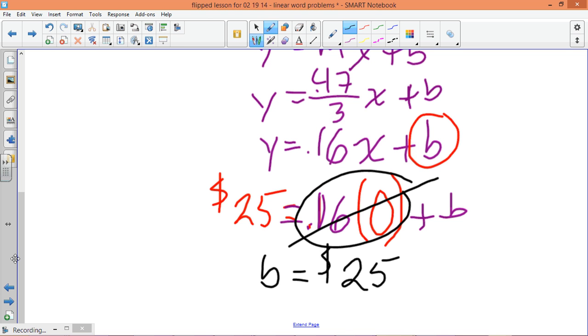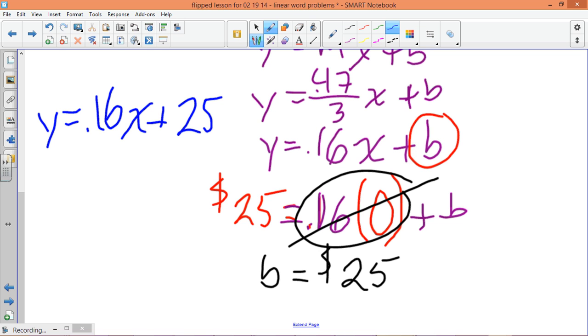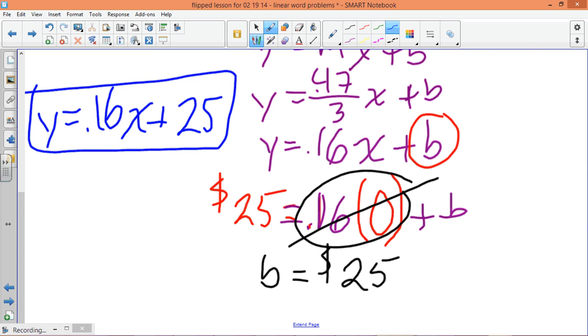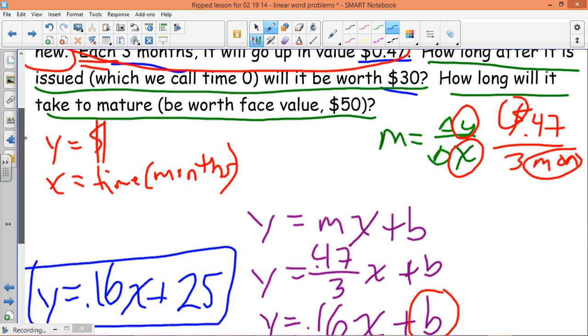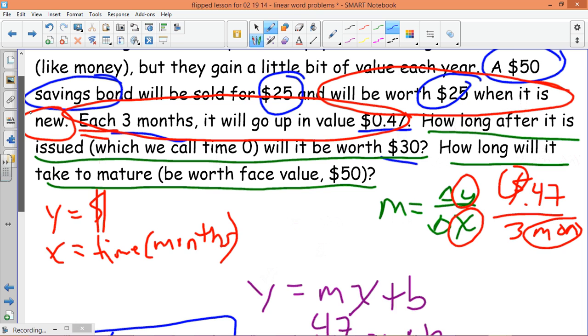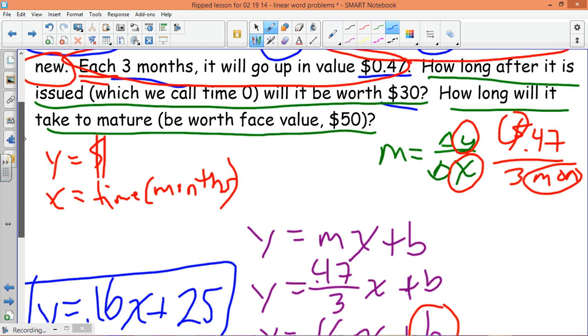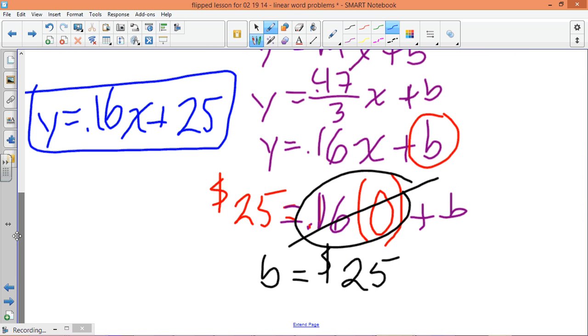I have enough information to make an equation. My equation I'm going to write over here: y equals 0.16x plus $25. That's my equation. Now I have two questions to answer. How long after it is issued, which we call time 0, will it be worth $30? Well, which variable am I replacing 30 with? It's the money, which is y.